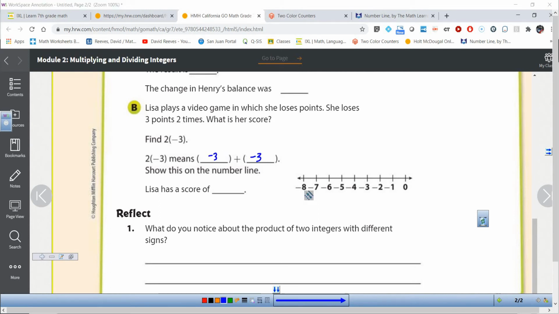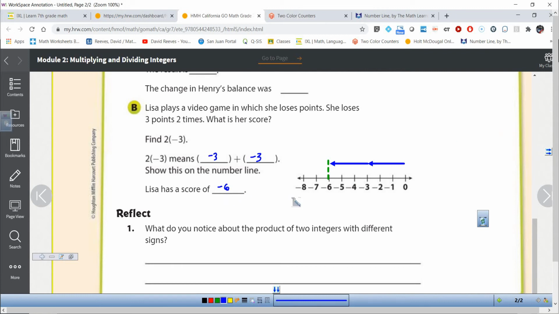They said to show this on the number line. If I were to go to the number line, I would start at 0 and go negative 3. Then I would do it again and go negative 3 more. When I do that, let's see where we end up. Let me change the color here to this beautiful green. We end up at negative 6. So Lisa has a score of negative 6. No question, this one is definitely negative 6 as the answer we express it.